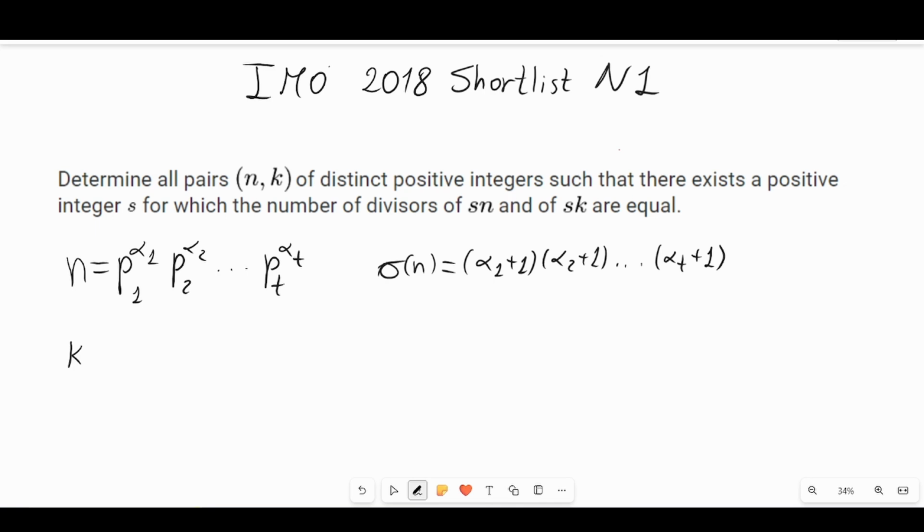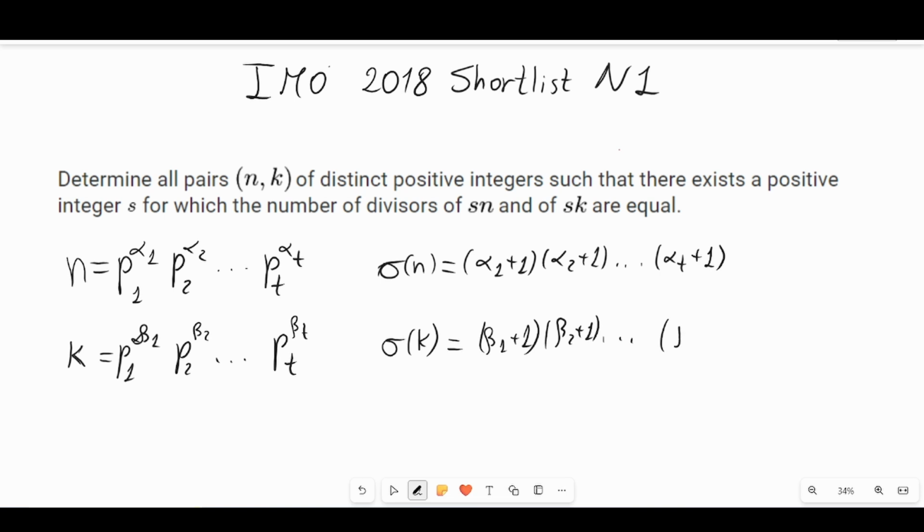Similarly, let's take k, p1 to the beta 1, p2 to the beta 2, all the way up to pt to the beta t. Here in this problem, p1, p2, all the way up to pt are all the prime numbers which divide either n or k. Some of their powers may be 0, which means that p_i does not divide either k or n. So the number of divisors of k will be equal to beta 1 plus 1, times beta 2 plus 1, all the way up to beta t plus 1.